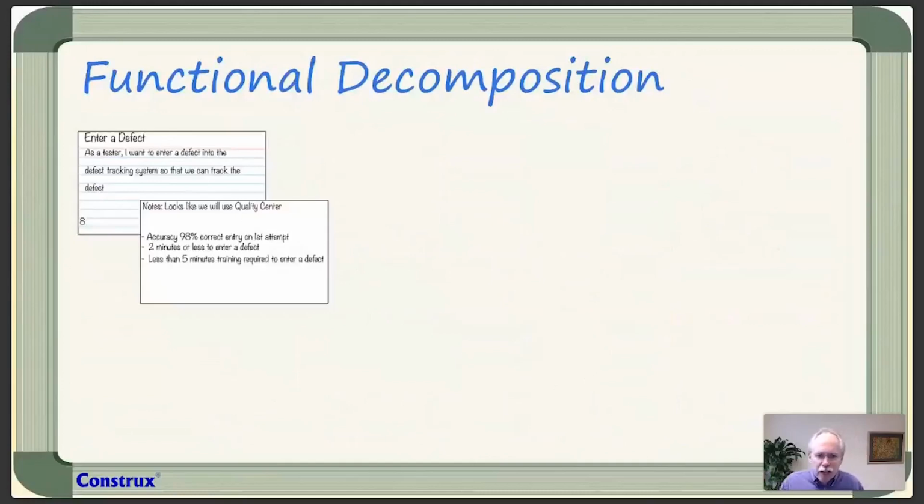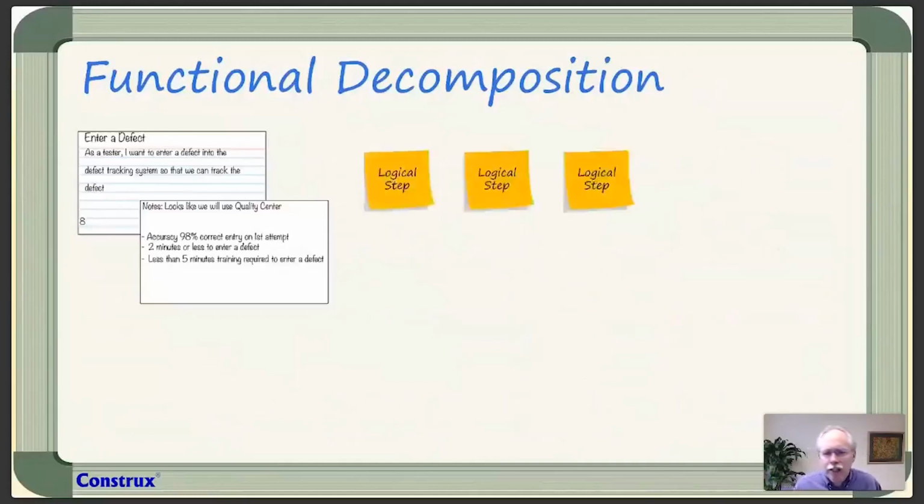As a tester, I want to enter a defect. And then I start thinking, what are the logical steps of entering a defect? I might need to authenticate myself. Then I need to go in and enter the actual defect text. I need to assign it to a particular area, to a particular area of origination, and to a developer to work on. What are the steps that I have to do when I track a defect?